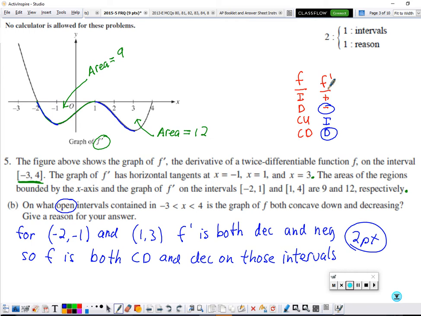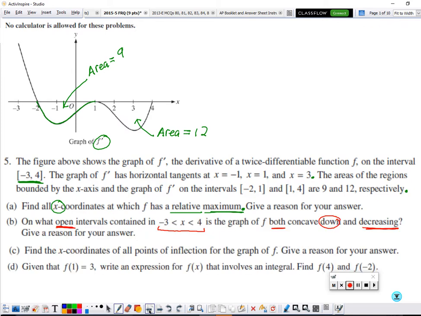So, okay, next one. C says, hey, find the x-coordinates of all points of inflection. So x-coordinates, points of inflection for the graph of f, period. Give a reason. One other reminder here on the golden notes.